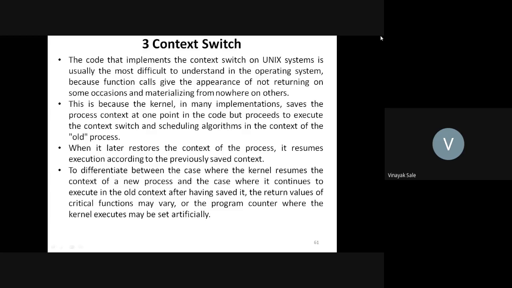The code that implements the context switch on a Unix system is usually the most difficult to understand in the operating system because the function calls give the appearance of not returning on some occasions and materializing from nowhere on others.